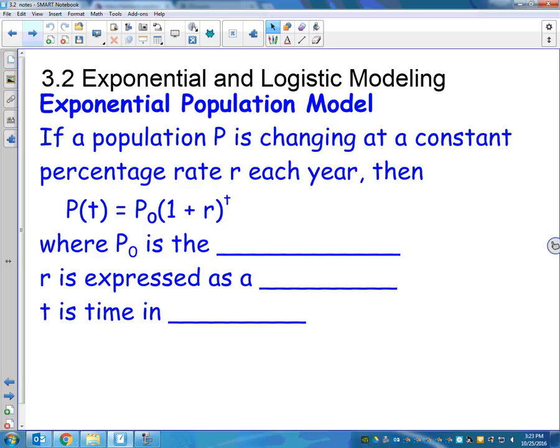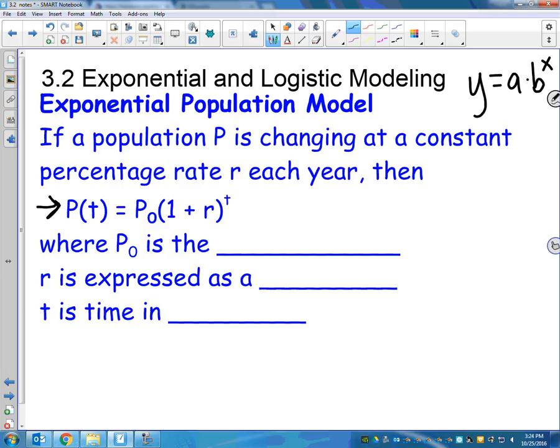We have our basic formula, y equals a times b to the x. Well, if we're talking about population, we can talk about that initial value as the initial population. So instead of giving that formula, we can use this new formula where P sub 0 is the initial population.